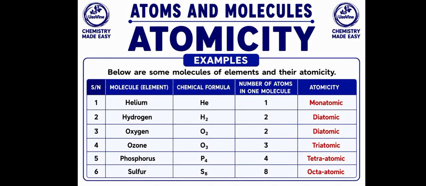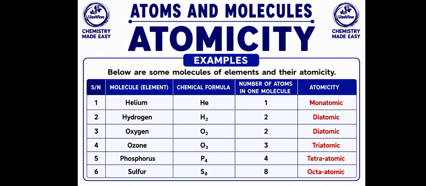The number 2 element is hydrogen, H2. That is 2 atoms of hydrogen joined to form that molecule of hydrogen, which is H2. So the number of atoms, as you can see, that is present in one molecule of hydrogen is 2. We say it is diatomic.